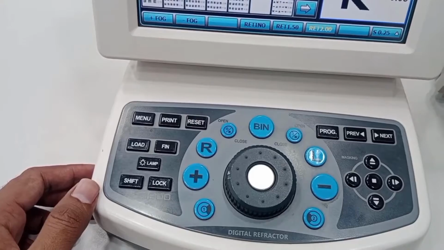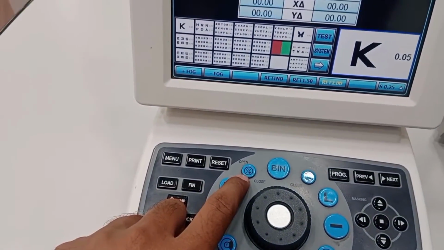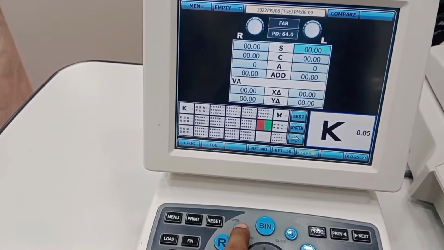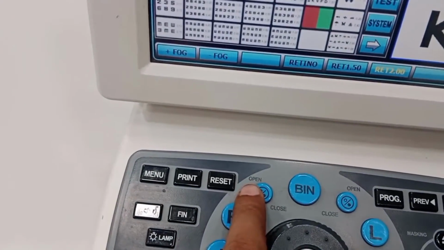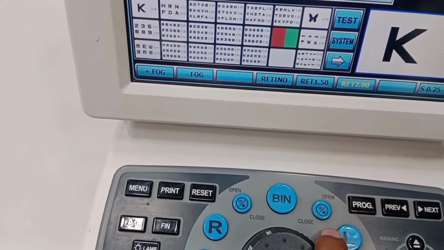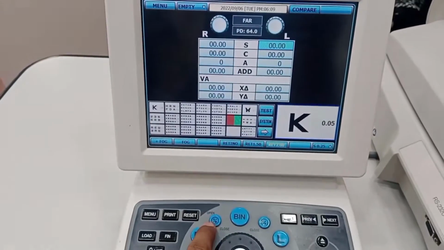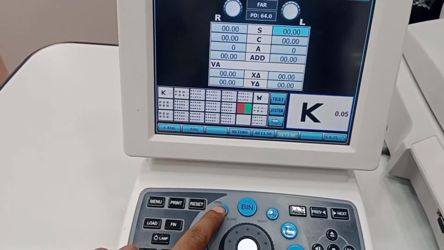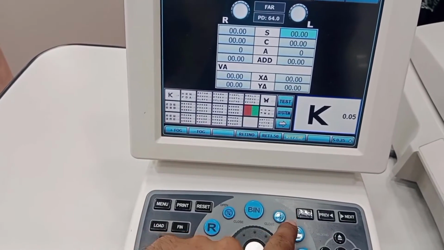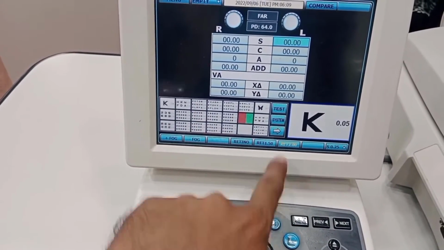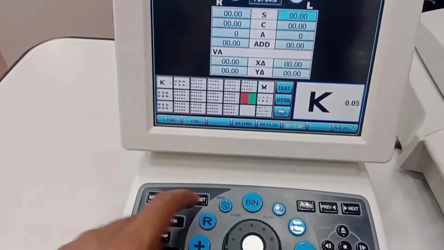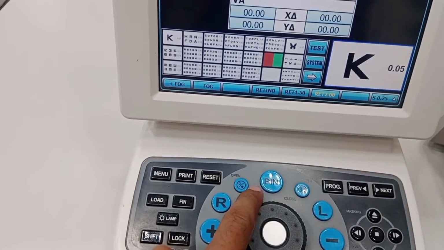And now this is the open and close setting. This is for the left eye, this is for the right eye, and if I press this button you can see this is open and this is closed, and for the left, this is open and this is closed. If I press the button you can see the right eye closed and open, and the same with the left eye. And this is binocular, for both eyes.